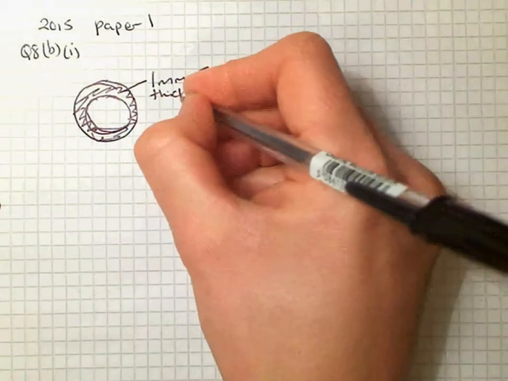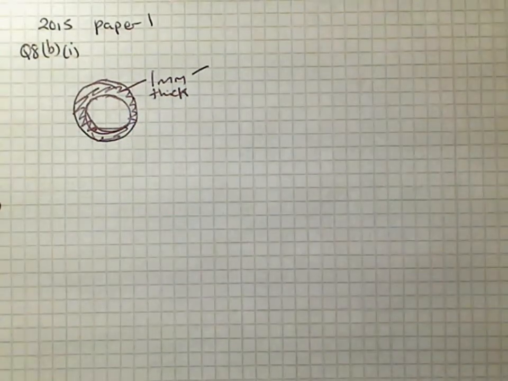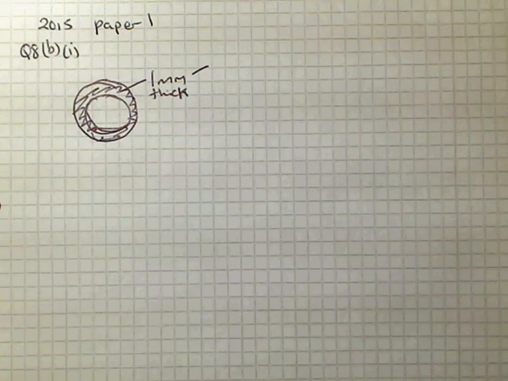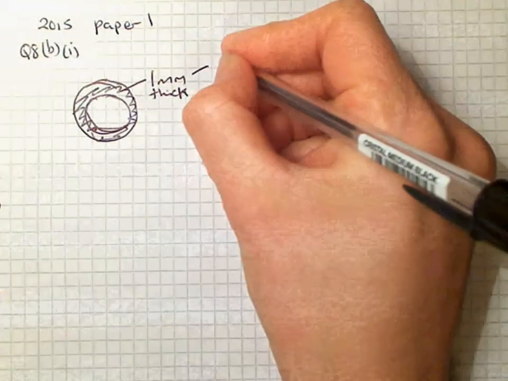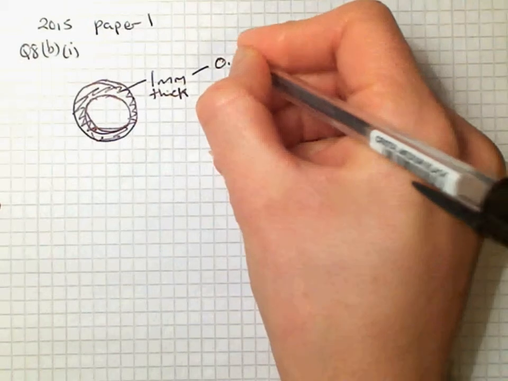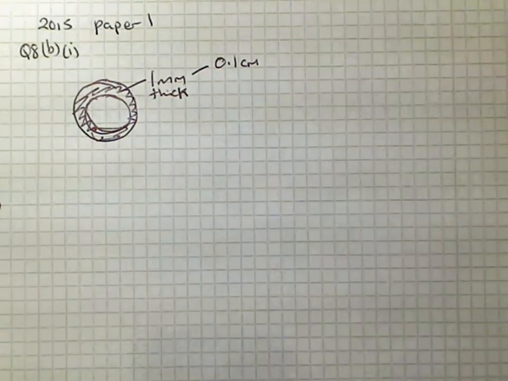Now straight away before I go on, I'm going to change that to centimeters, because at the start you were told that the rate at which the oil spilled was 4 by 10 to the 6 centimeters cubed per minute. So your values were already in centimeters. So that's 0.1 centimeters, because there's 10 millimeters in a centimeter.